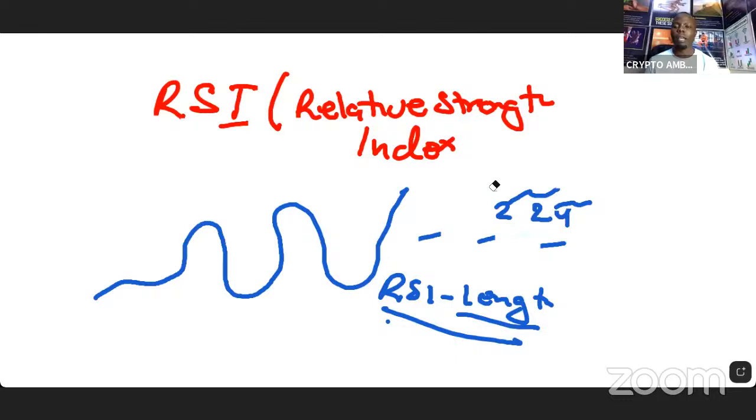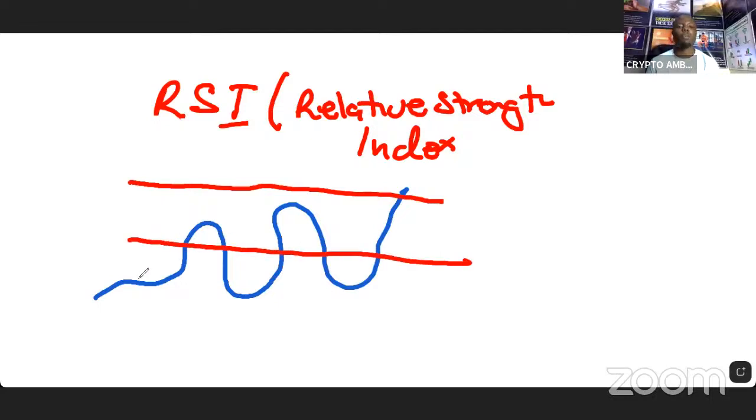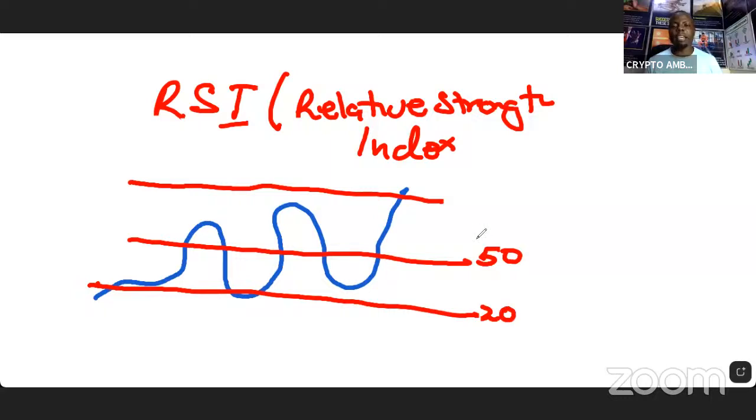Next. Now, when this line is moving, it has a few key parameters that I want to focus on. One, it has an area here. It also has an area in the middle, and also an area at the bottom. This RSI in the middle here means it has moved 50% from here. Then here it is at 20. Then here it is at 80.